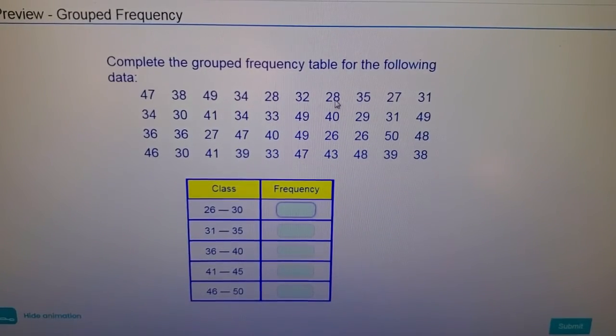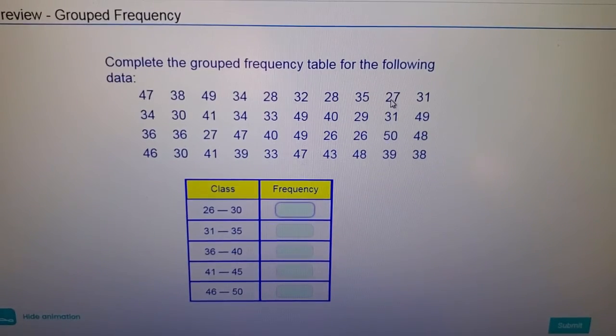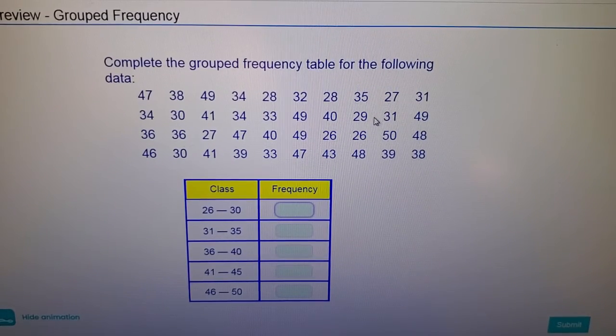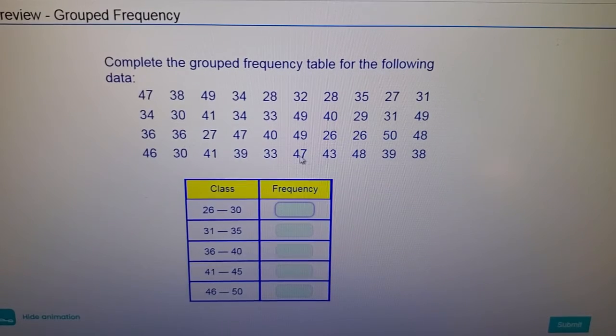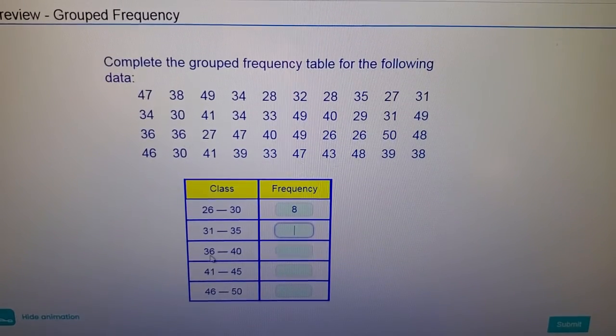There's one right there, there's one right there, so that's 2, 3, 4, 5, 6, 7, and 8. So we'd write 8 here. Then we go through and we count again until we have all these numbers here filled in with what the ranges would be. So 31 to 35 is another one. 36 to 40 would go in here.